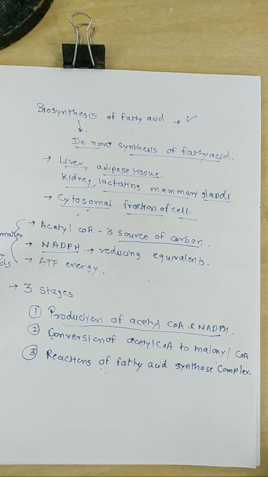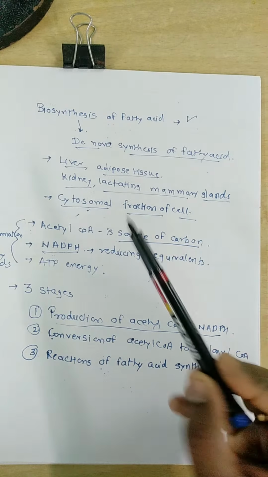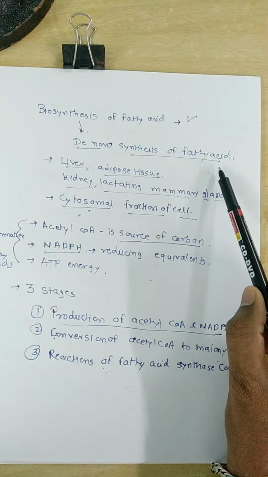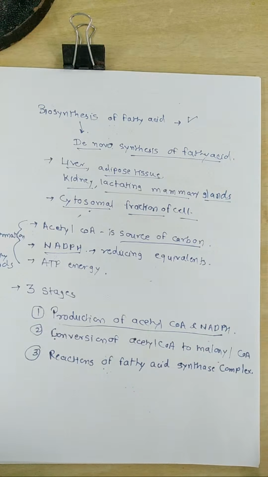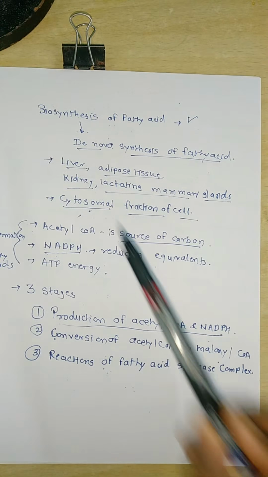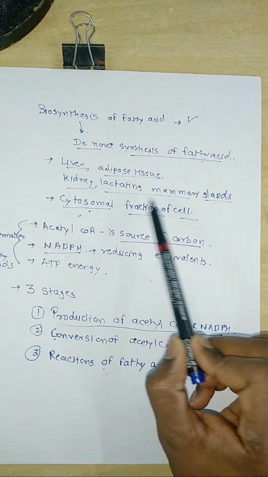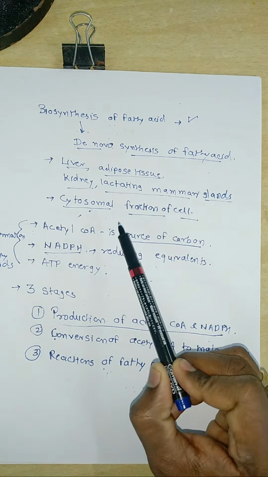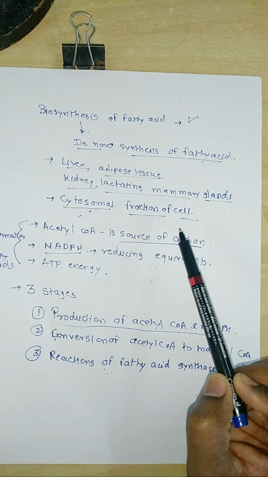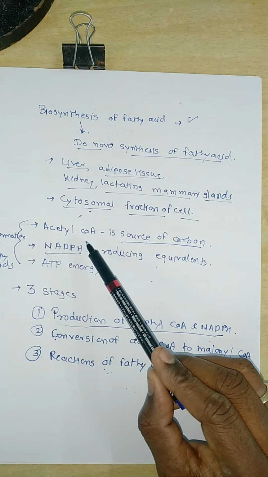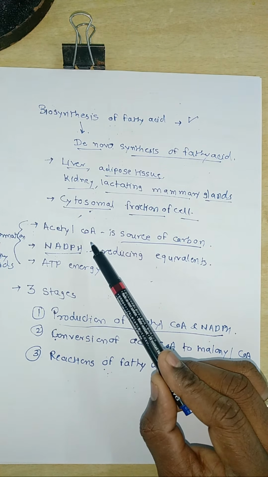Welcome, all right. Now for the second step of biosynthesis of the fatty acid, we will just revise something. Biosynthesis of fatty acid is also known as de novo synthesis of fatty acid. It happens in the liver, adipose tissue, kidney, and mammary glands, in the cytosolic fraction of the cell. The carbon source for the fatty acid comes from acetyl CoA.